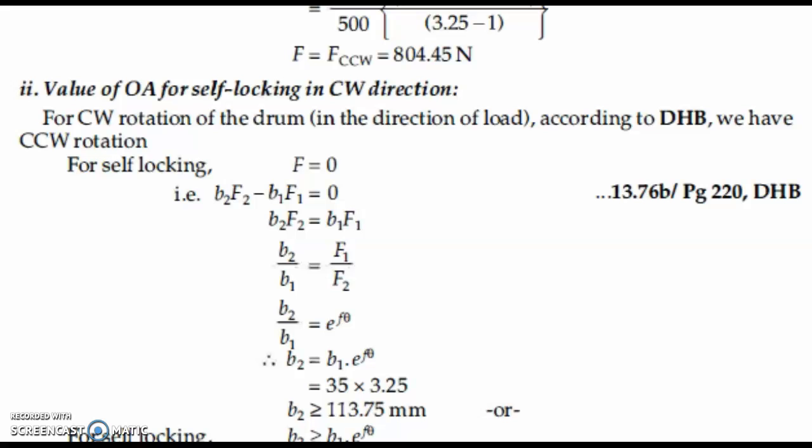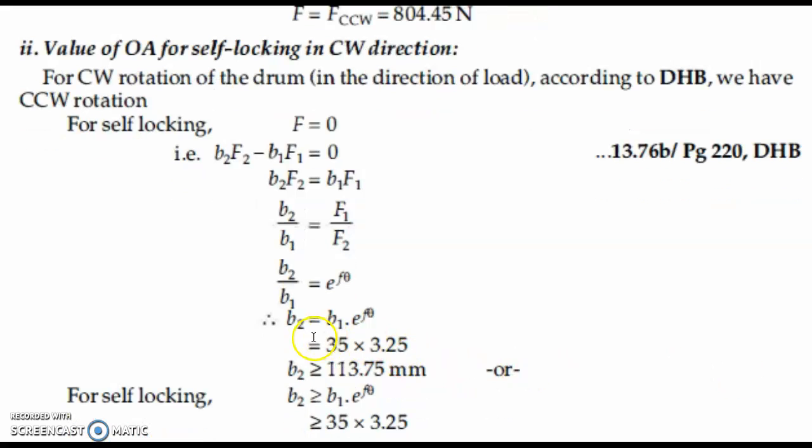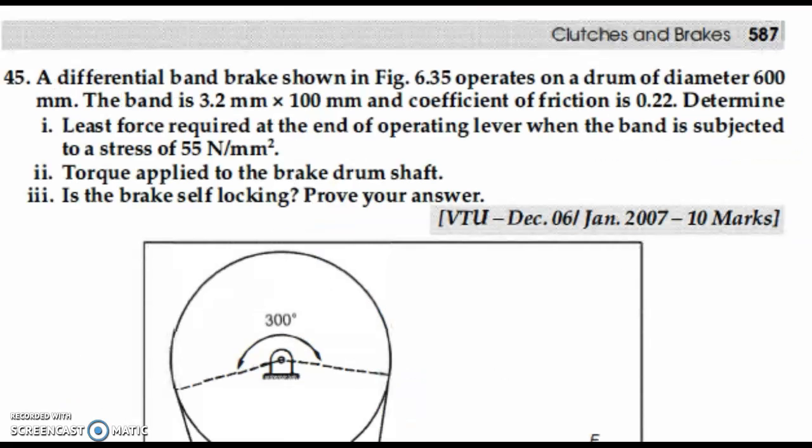This equation we already solved in the previous question. Now put the values for B1 and e raised to mu theta. B2 is already given, but for the self-locking we have to find the value of B2. Then that will become 113.75 millimeter. That is the value. If the distance of B2 becomes 113.75, what will happen? The brake will be self-locked. There is no need of pulling force.